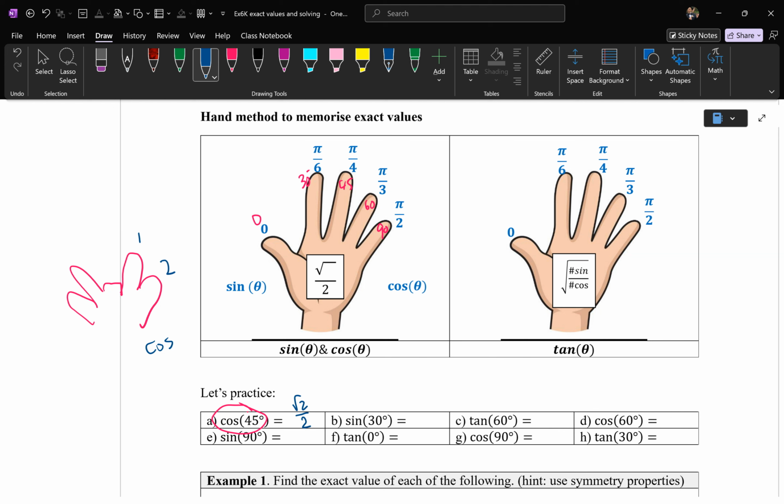Wait, what? How do you get that? I'm following the formula: square root of the number of fingers divided by 2. So if you've got 2 fingers for cos, then it's root of 2 divided by 2. What's the pi stuff? That's in radians. Do you remember how I showed you 2 pi equals 360 degrees? With that property, you can convert degrees to radians and radians to degrees. So 30 degrees is equal to pi over 6.